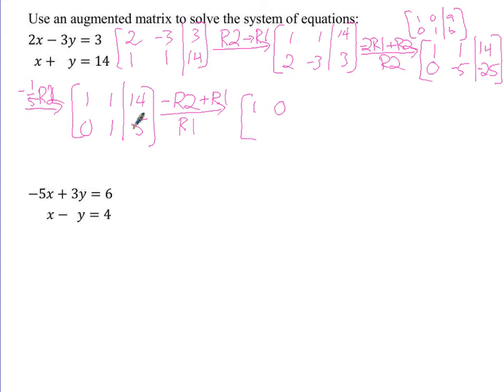And then finally, negative 1 times 5 is negative 5. Plus 14 would give me 9. And I write my answer there. I did not replace row 2. Row 2 stays exactly as it is. 0, 1, 5.